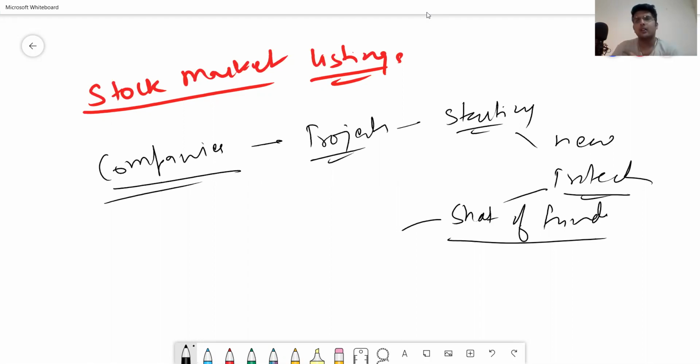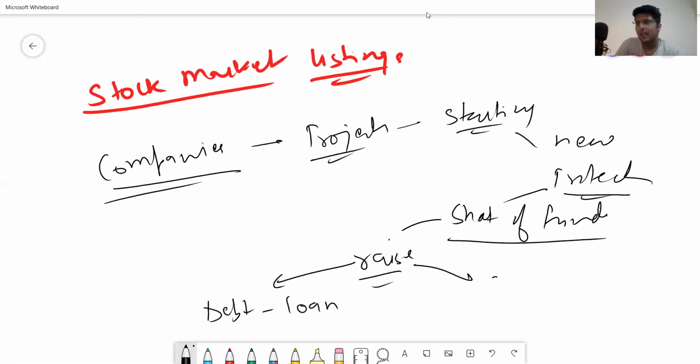And that is where the major question comes to the mind of people or the management of the company, that how do we raise these funds? In simple finance, we can say there are only two ways to raise funds. One is through debt, or you can also say by taking a loan. And the second one is equity.